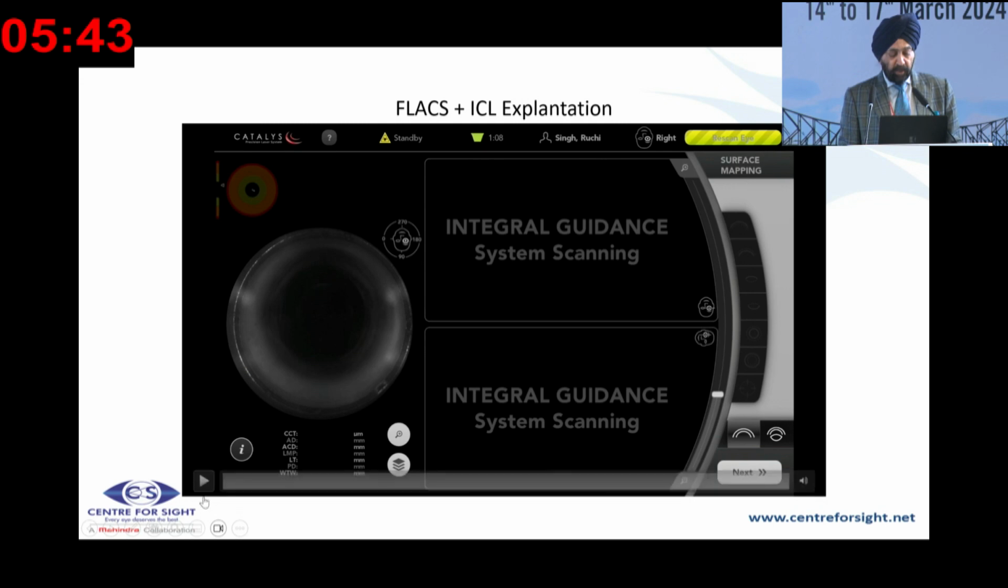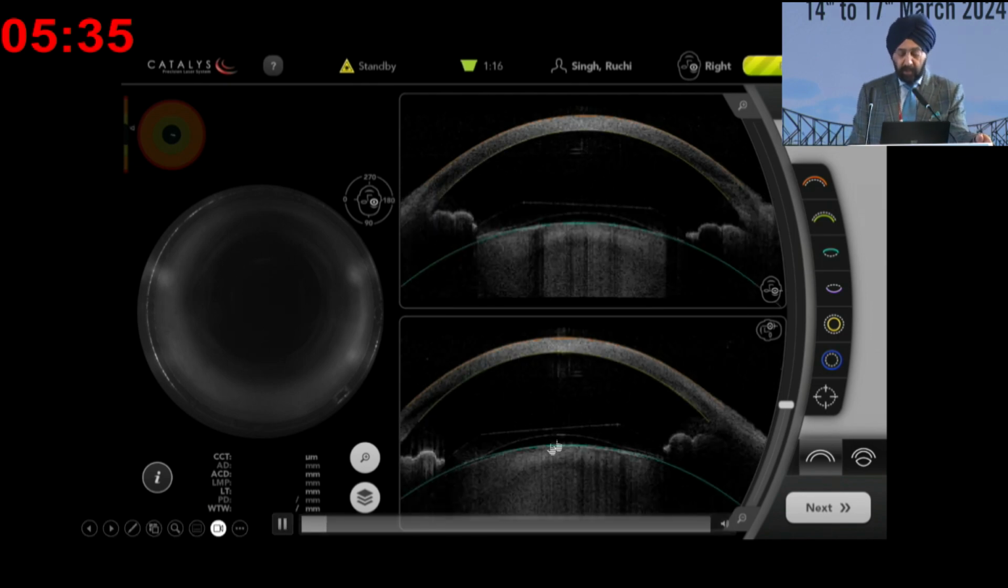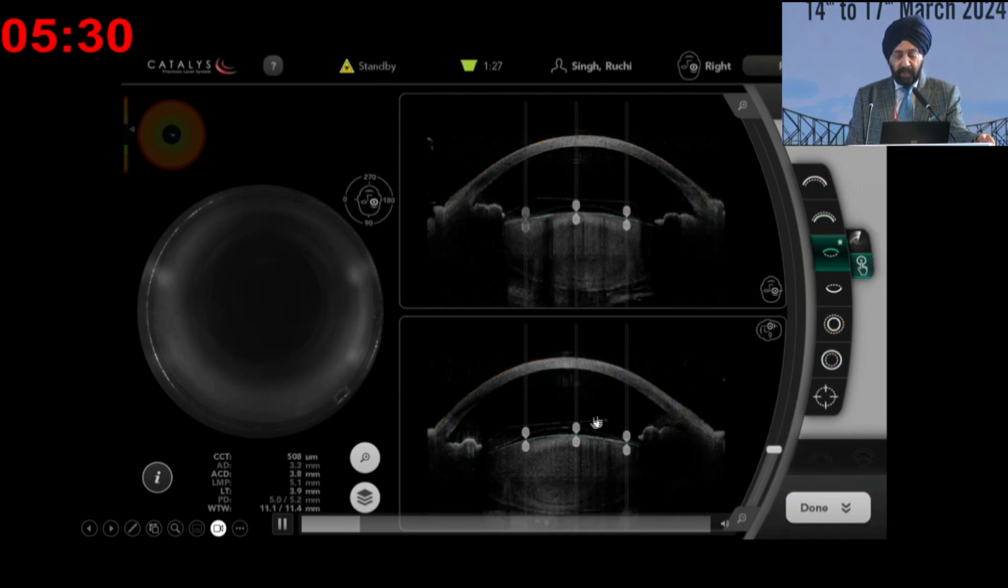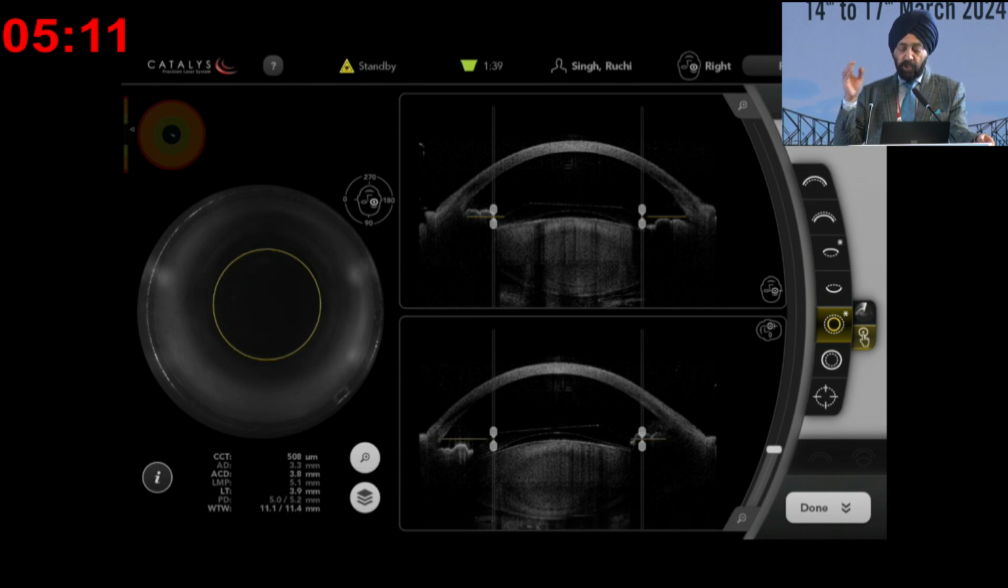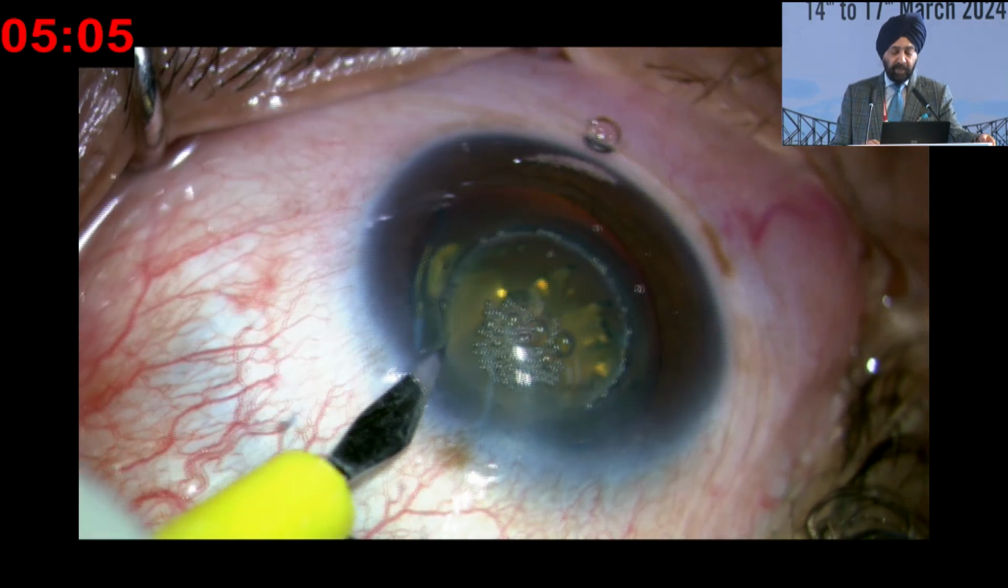So this is just to show you another case, this one with an ICL. You can see this is the ICL. The anterior capsule is often mistaken for the ICL, so you have to match this. The second thing is the pupil. You can see I have enlarged the pupil. If you see here, this is the smaller pupil which you need to enlarge, because it is the optic of the ICL which is picked up as the pupil. That is very important.